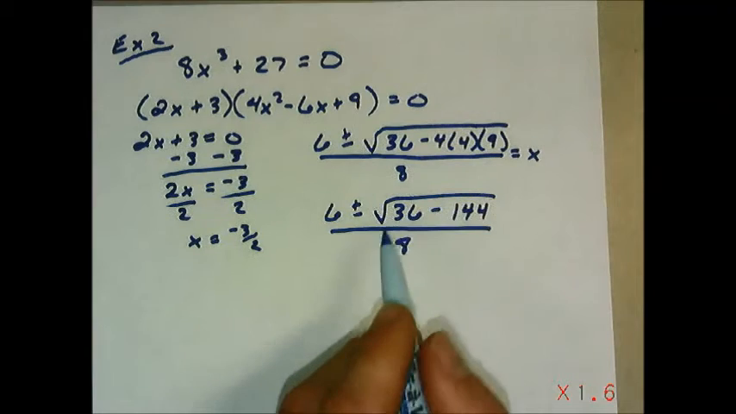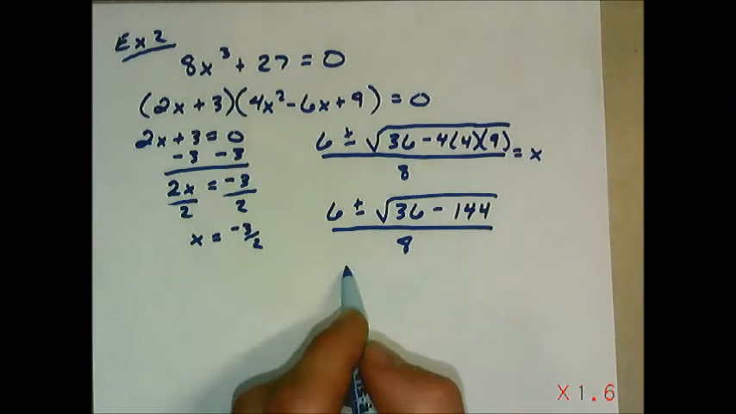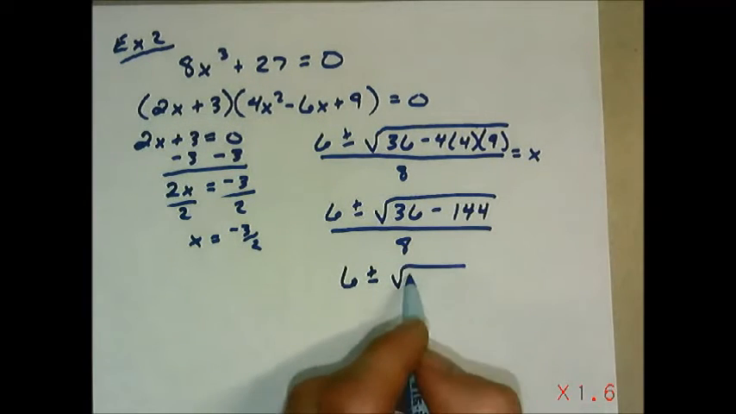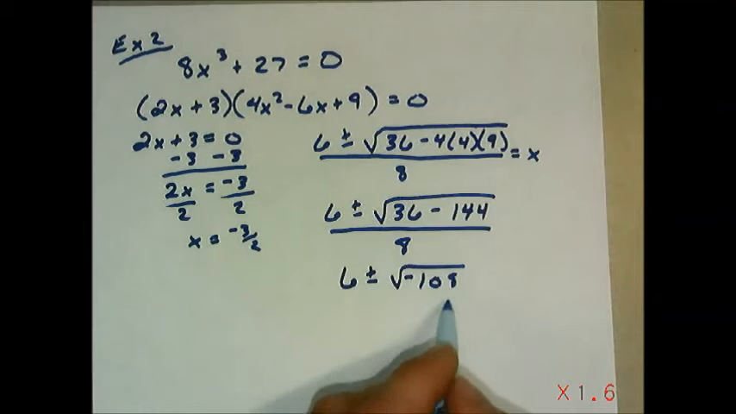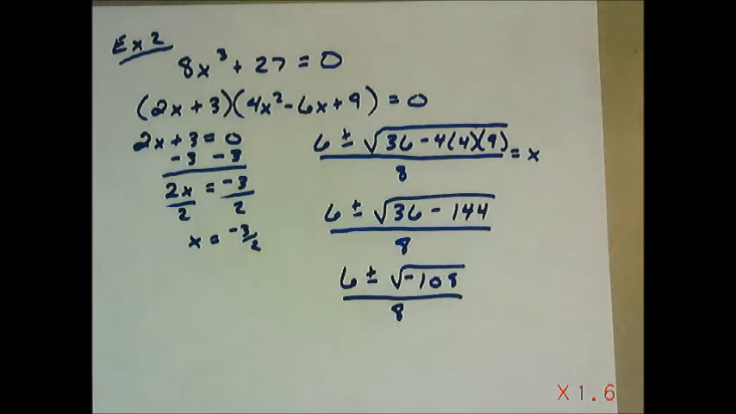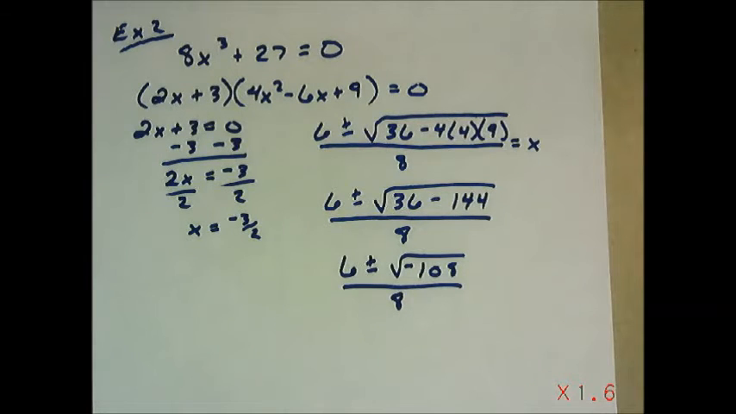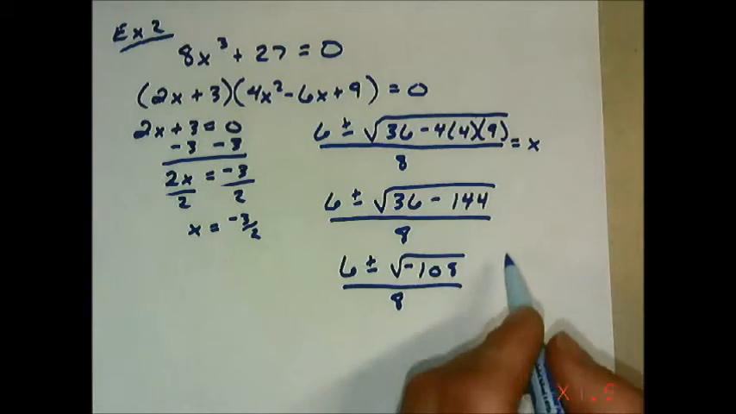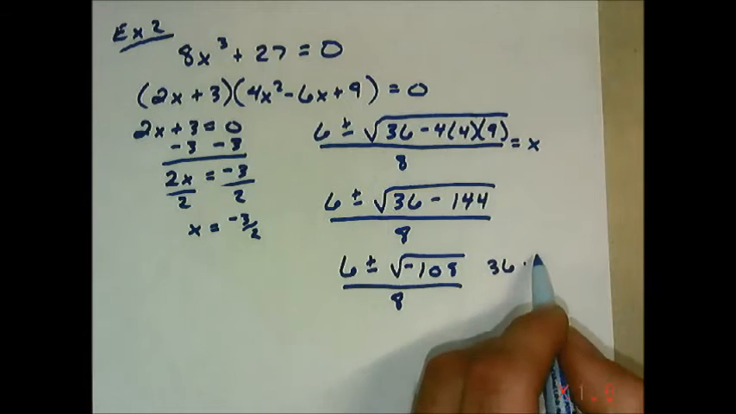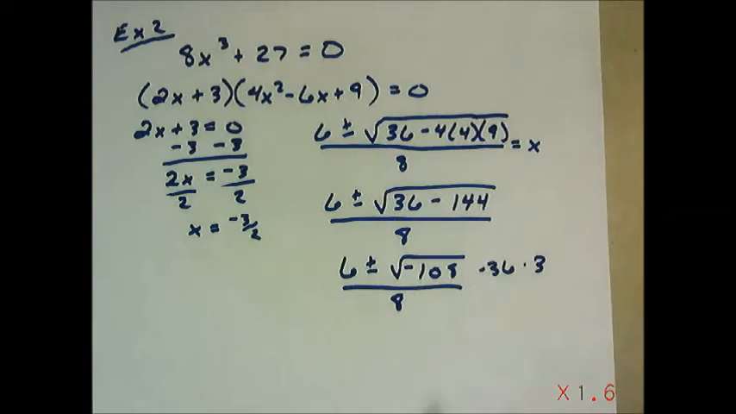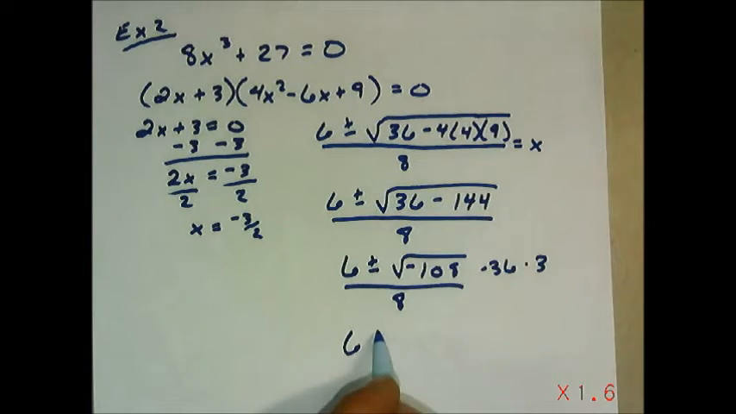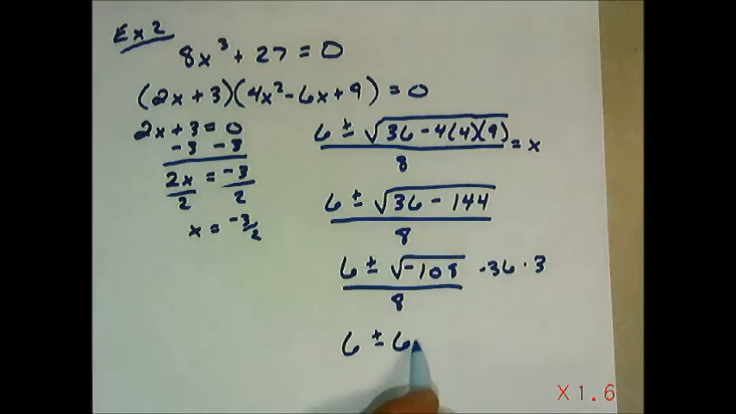Continuing to clean up inside that radical, we have 36 minus 144, and that ends up being negative 108 divided by 8. If we look at the square root of negative 108, 108 is 36 times 3. We have the negative in there, so we'll say negative 36 times a positive 3. Remember, we want to pull that negative out as we're working. So we have 6 plus or minus 6i radical 3 divided by 8.